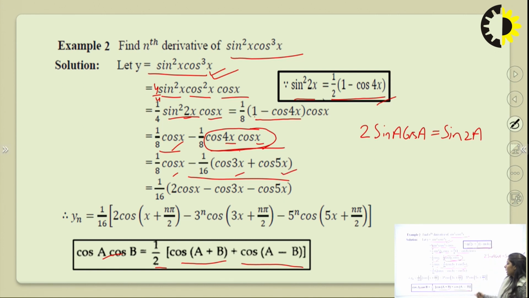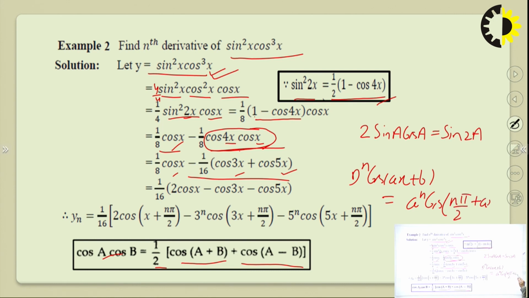Now we will apply the nth derivative of cos (ax plus b). We know that already: a power n and cos (n pi by 2 plus ax plus b), right? Now we will apply the formula and get these nth derivatives.